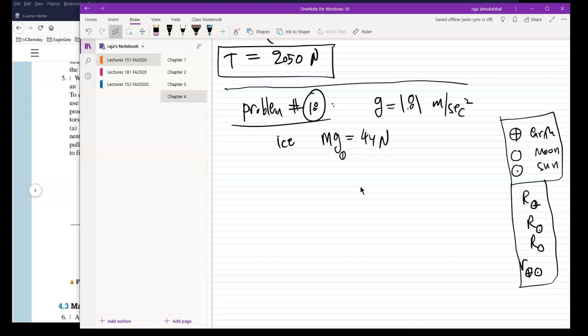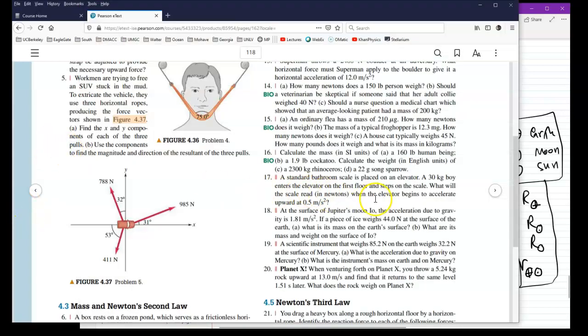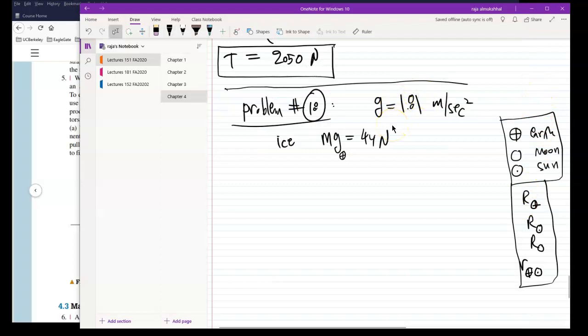So I want to remind myself: how do I know that? Well, that's what he said. He said, if a piece of ice weighs 44 Newton on the surface of the Earth, which means the mg, the g here is for Earth. Now he's asking, what is its mass on the Earth's surface? Well, remember, mass doesn't change. The mass of this ice block on Io, or Jupiter, or the Sun, or the Earth is the same. If it's 2 kilograms, it's 2 kilograms everywhere. The weight changes because g changes. You got that? Okay. So now he wants to know the mass on Earth.